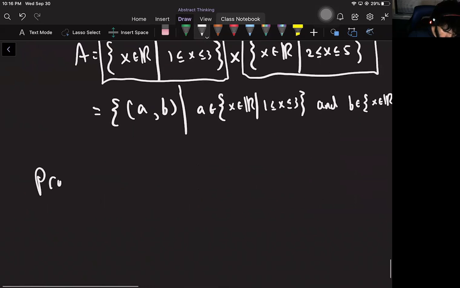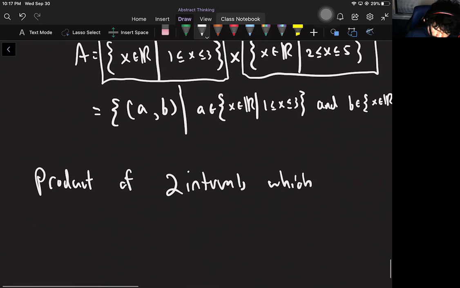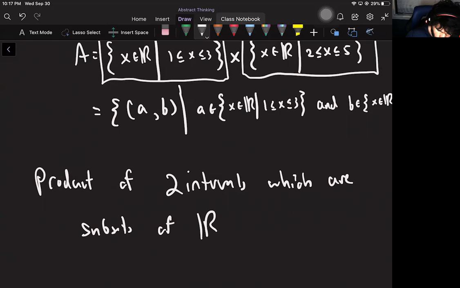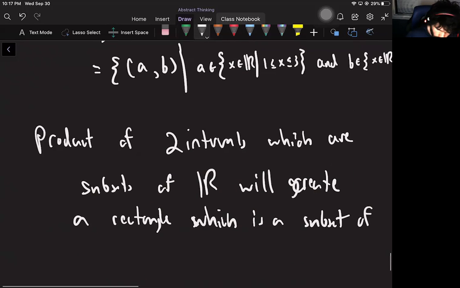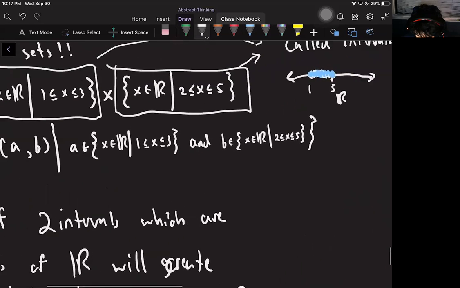And this will work. You can change the intervals and you'll get different rectangles. So this will always work the same way though. The product of two intervals, which are, intervals are just subsets of R, will give you or create a rectangle, which is a subset of R2.